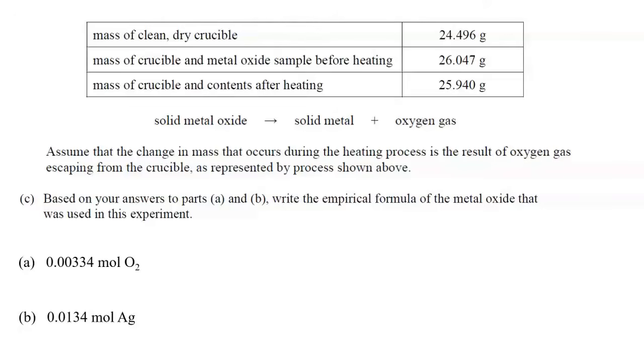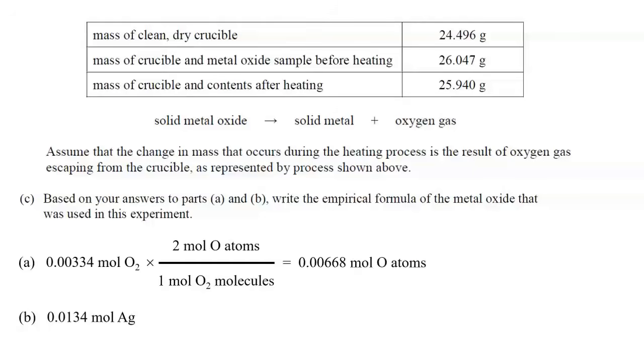Now, to compare the moles of each element, we have to be careful because there is a difference between oxygen molecules and oxygen atoms. We want the ratio of silver atoms to oxygen atoms. So I'm going to multiply the answer to part A by 2. And the reason why I'm doing that is because I'd like to figure out the number of moles of individual oxygen atoms. And there are 2 moles of oxygen atoms for every 1 mole of oxygen molecules. So that number now becomes 0.00668.